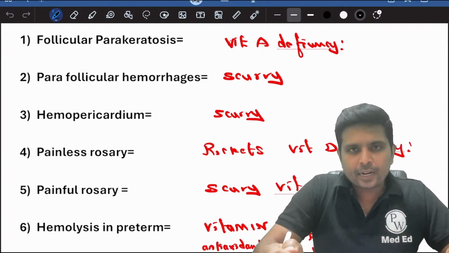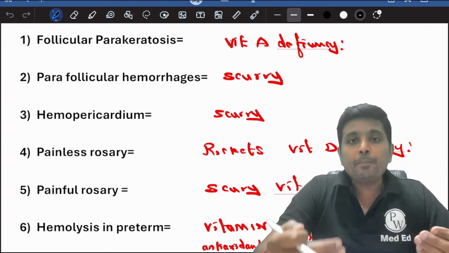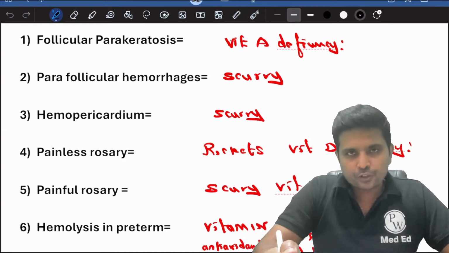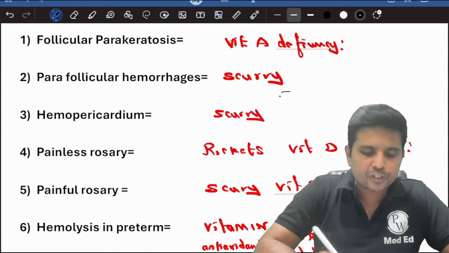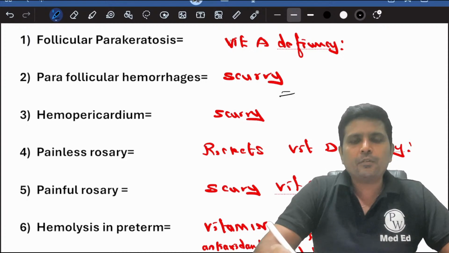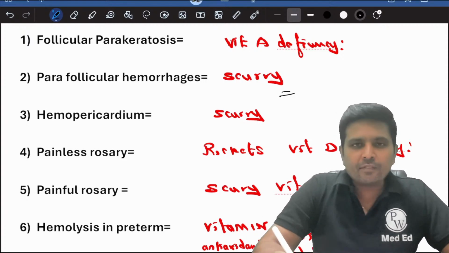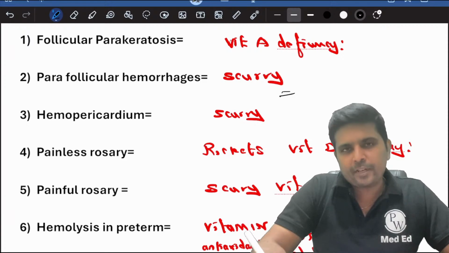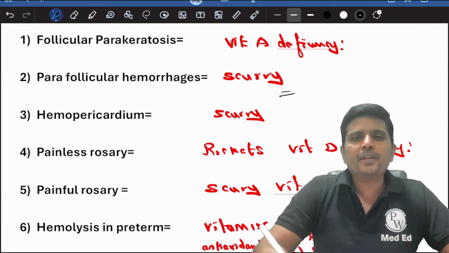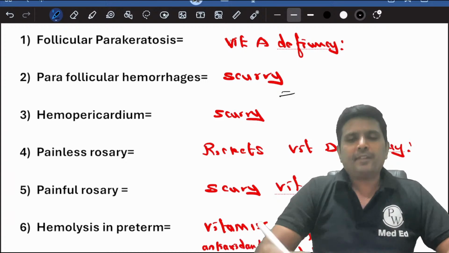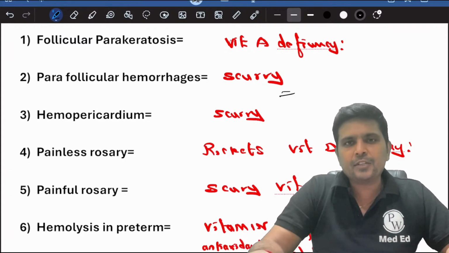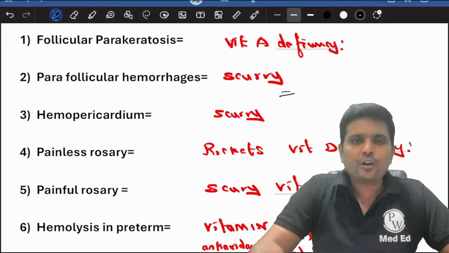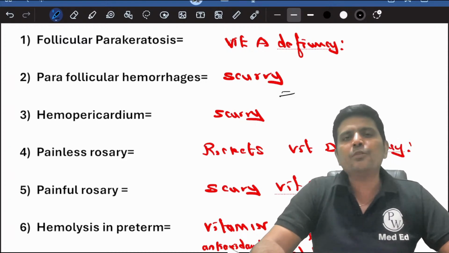Whereas parafollicular hemorrhages, hemopericardium, a painful rosary, scorbutic rosary, and periosteal hemorrhages leading on to pseudo paralysis are manifestations of scurvy. What is the role of vitamin C? The role of vitamin C is collagen cross-linking, as a result of which the first step in bleeding, vasoconstriction, occurs. For vasoconstriction, you need to have proper collagen. So whenever you have a collagen deficit, either in the form of Ehlers-Danlos syndrome or poor cross-linking and hydroxyproline formation such as scurvy, it will lead to prolonged bleeding.